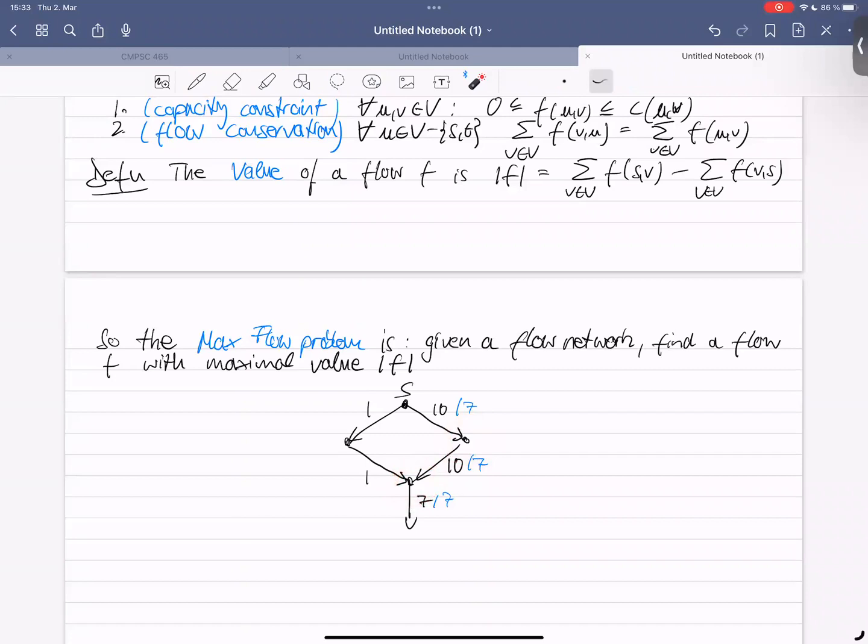And why can't we increase it? Is it easy to see why we cannot have a better flow than this? Yeah, exactly. So this 7 here is sort of constricting this, and we can't really exceed this. But is it the only maximum path that you see here?